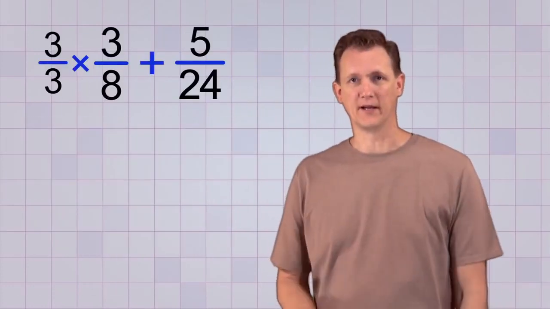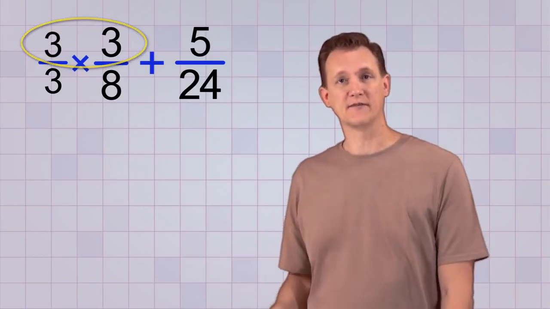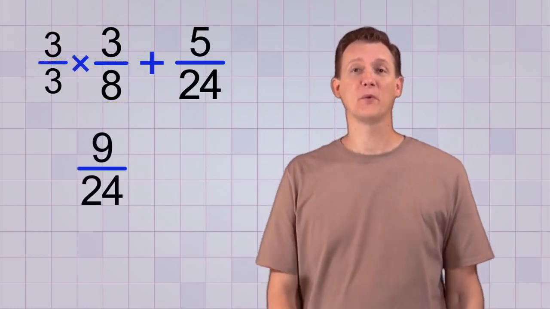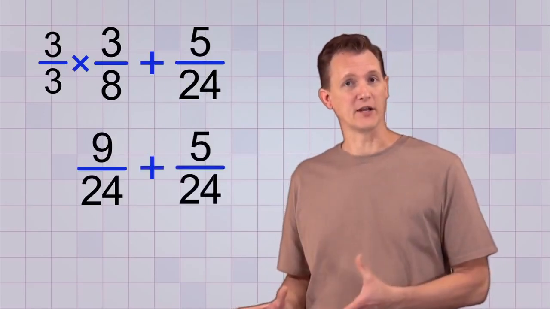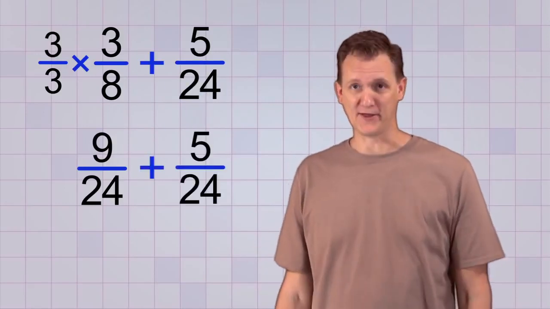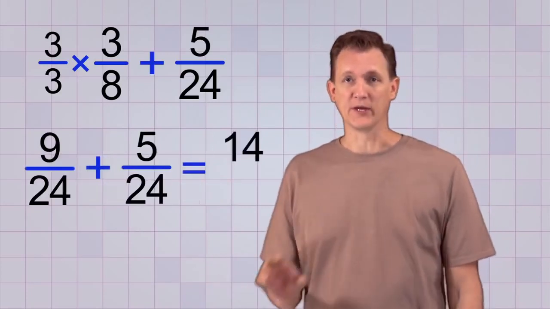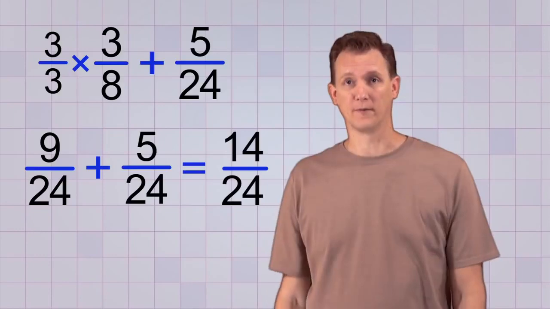Okay, now we multiply. On top, 3 times 3 gives us 9, and on the bottom, 8 times 3 gives us 24, just like we wanted. Now we have like fractions, and we can use our simple procedure to add them. We add the top numbers, 9 plus 5 equals 14, and we keep the same bottom number, 24.